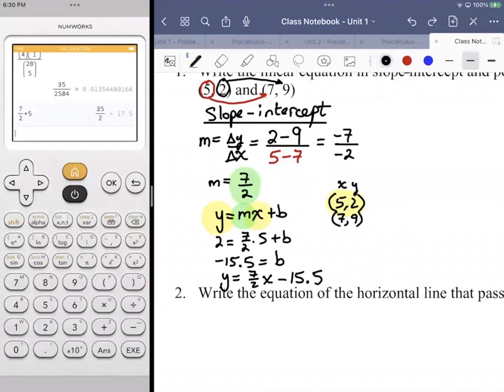But then I had to subtract from both sides. So 2 minus that answer. And we would get not only the fraction form, but also the decimal form. So you can kind of have your cake and eat it too there.